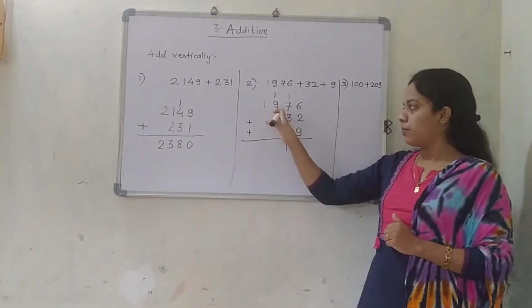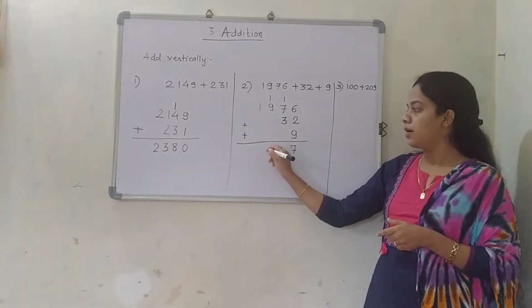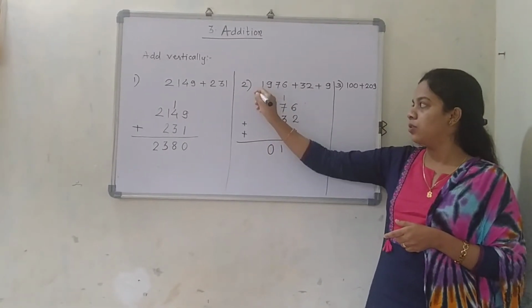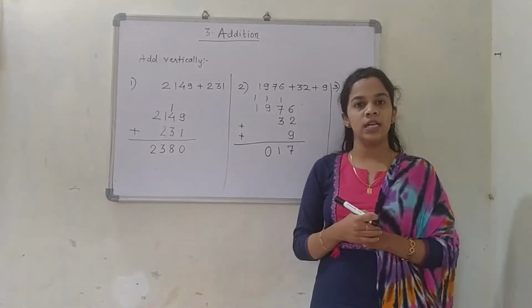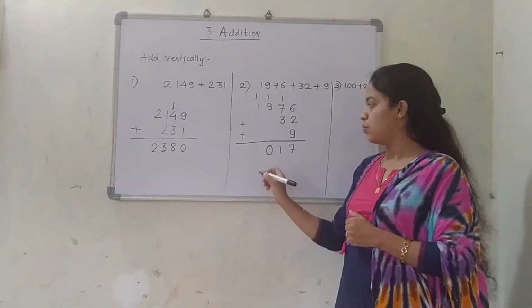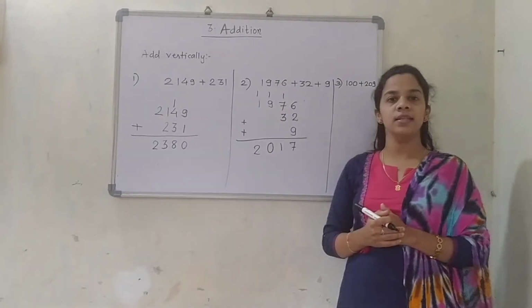See, check the next number. There is nothing present over here down. So that 9 and that 1. It is what? 9 plus 1 is 10. So 0 will be here and 1 will be on the top. And 1 plus 1, the answer is, yes, it is 2. So the final answer which you got is 2017.